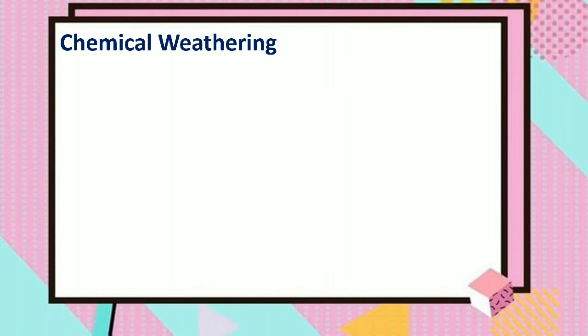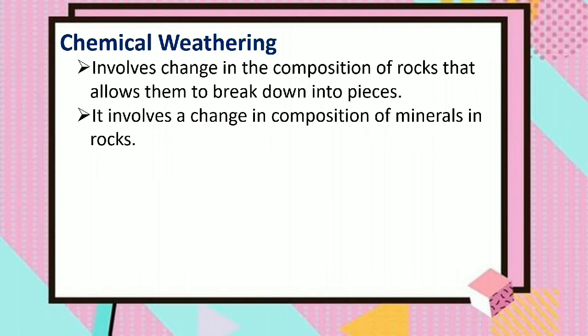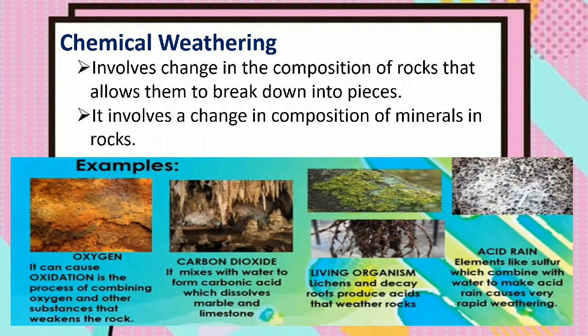Now, chemical weathering. Chemical weathering involves a change in the composition of rocks that allows them to break down into pieces. It involves a change of composition of minerals in rocks. Examples of chemical weathering: oxygen, carbon dioxide, living organisms, acid rain.